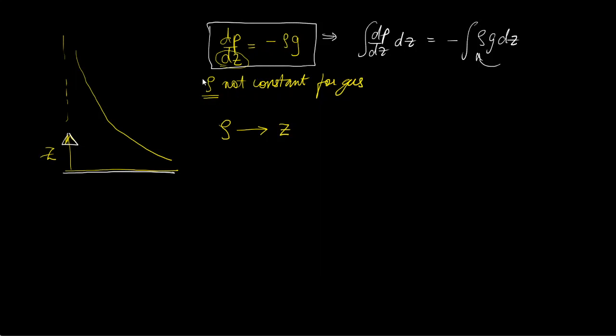Now we know that rho reduces with altitude. So essentially we have a reduction of rho with altitude, and rho is not a constant for the gas. So in order to perform the integration over z, that is dp/dz equal to minus rho g, we will integrate everything over z. We must know the nature of variation of how rho and g vary with z.